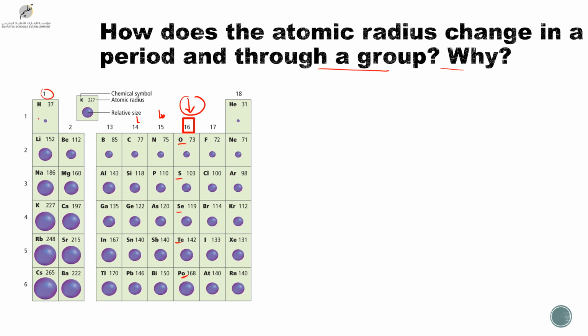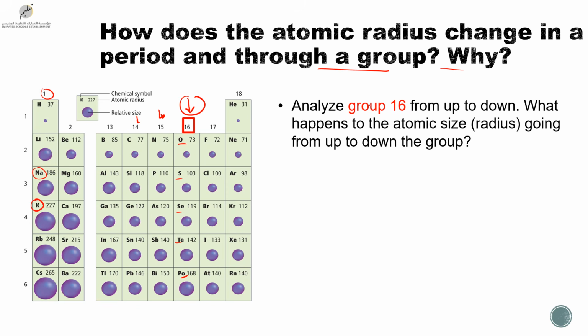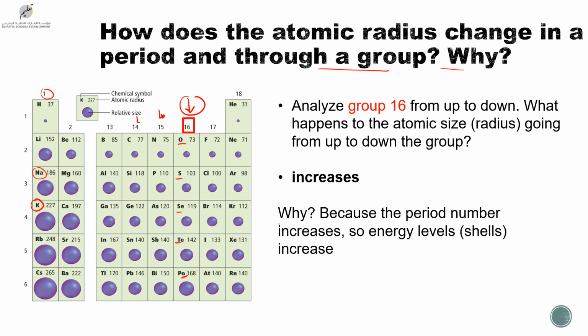Or for example, group 1, see sodium, and this is potassium, okay? So let's talk about group 16. If we analyze it, what happens to the atomic radius when we go from up to down? As you can see, the size is increasing, right? Now, what's the reason for that, guys?